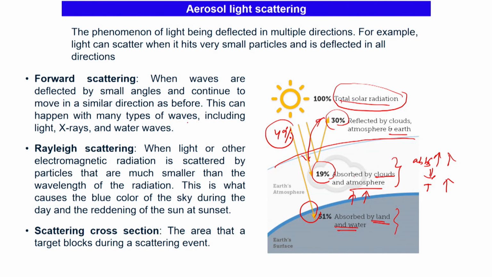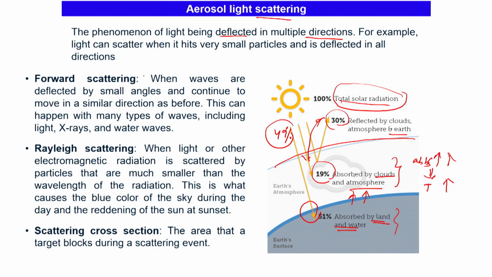What I am going to do here is discuss the different types of one phenomenon, that is scattering, the phenomenon of light being deflected in multiple directions. For example, the sun's radiation will be coming from all directions. Similarly, when it interacts with particles, the radiation will be deflected in multiple directions, and sometimes you will have forward scattering and backward scattering.